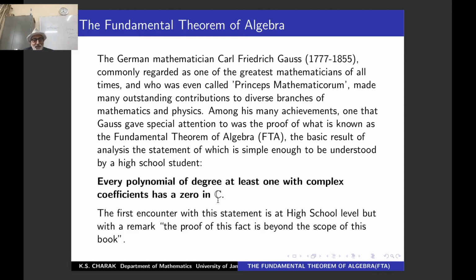So this statement we come across, as I said, at a school level, but certainly with a remark. The statement is given there, but either there is a footnote or there is a running remark that the proof of this fact is beyond the scope of this book. So we don't introduce the proof of this theorem to the school students simply because the tools, the techniques, the procedures used to prove this theorem are really beyond the scope of the students of that level.